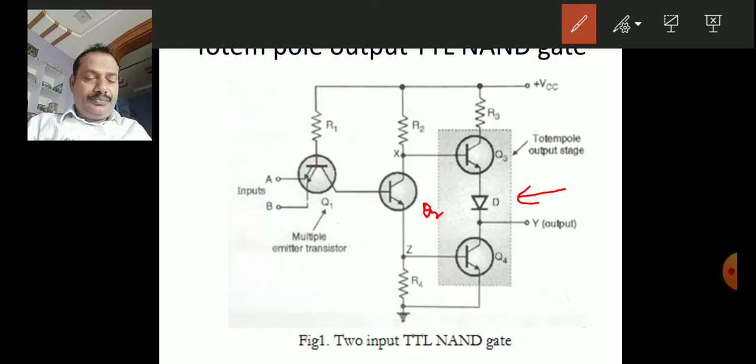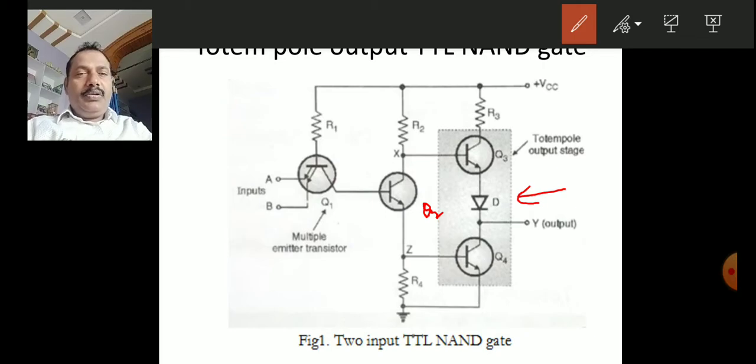Transistor Q3 is the pull-up transistor, and Q4 is giving us the totem pole output when both the inputs are at logic 1. The transistor, how does this work? Let us see.